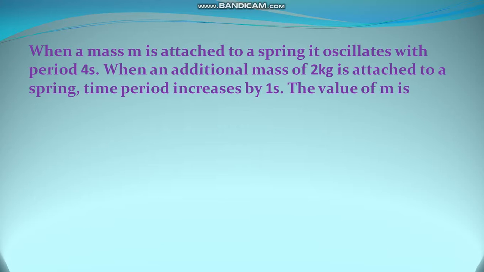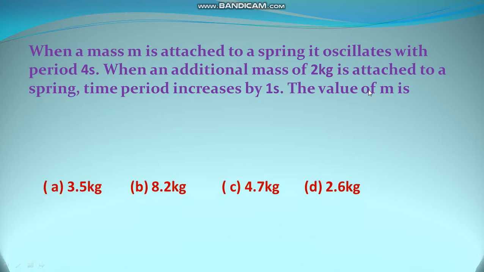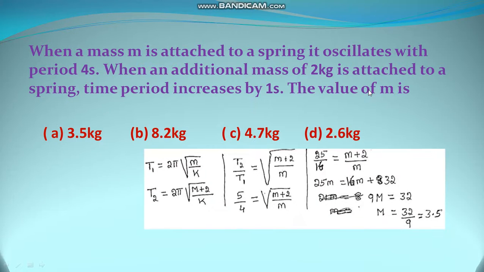Next, second question. When a mass m is attached to a spring, it oscillates with 4 seconds. When an additional mass of 2 kg is attached to a spring, time period increased by 1 second. The value of m is, again previous question only. Again here two cases are given. First case, T1 is equal to 2 pi square root of m by k. T2 is equal to 2 pi square root of m plus 2 by k.